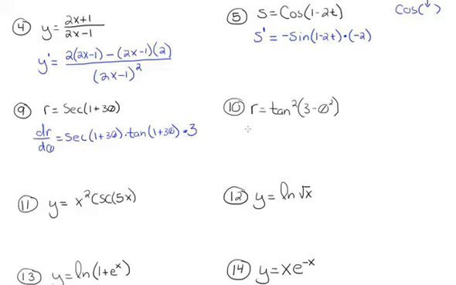We're going to get r prime, or dr d theta. And I have this time 3 layers. I have a function squared. So that's 2 tangent to the first power, 3 minus theta squared. And so I've dealt with the 2. Now I got to deal with the tangent. The derivative of tangent is secant squared of 3 minus theta squared. So I've dealt with the tangent, and now I need to take the derivative of the inside function, which should just be negative 2 theta.